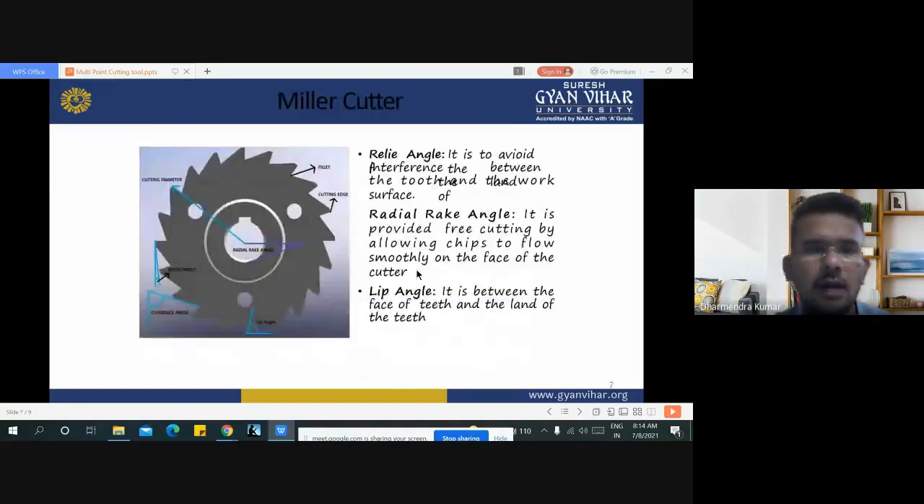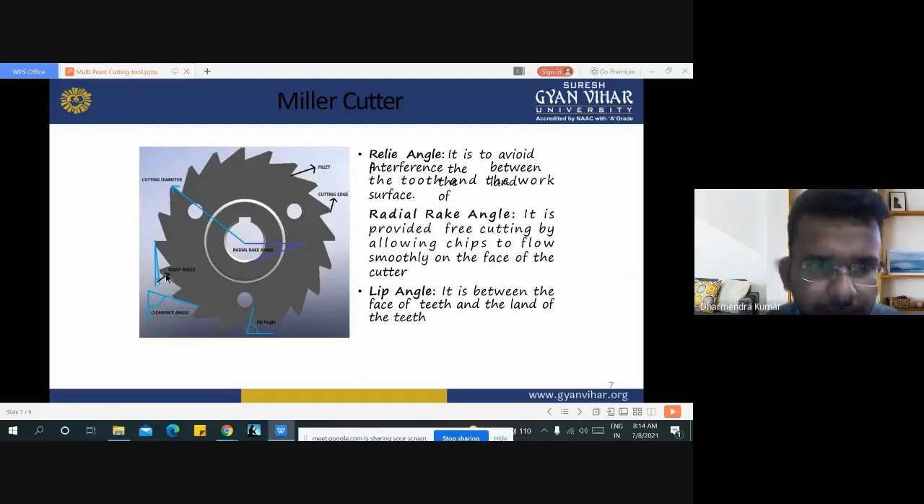This is the diagram of a milling cutter. Here you can see many cutting edges. These all are the cutting edges. The hollow part, or the undercut part, is known as fillets.